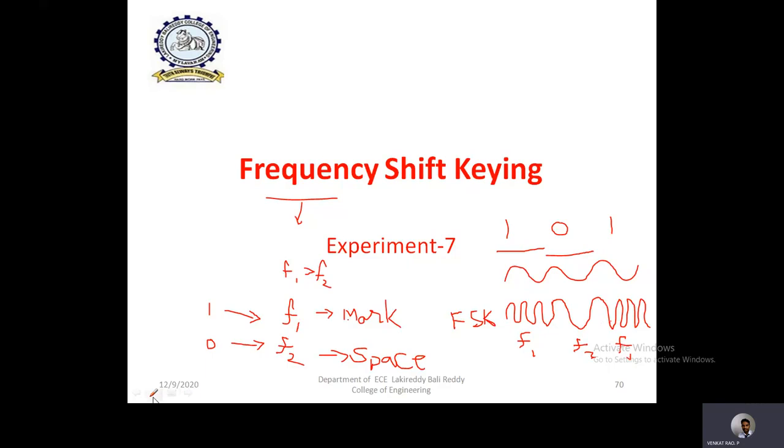Now we are going to observe the practical implementation of this FSK modulation. How do you obtain this FSK output? By giving the input of some binary sequence of bits. Okay, now let us see.